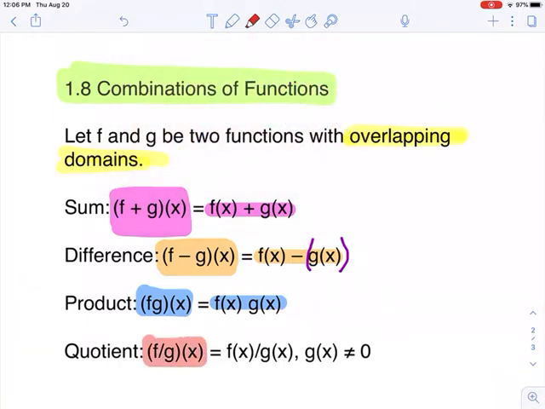And then last, we have f divided by g of x, where we're just taking the two functions and dividing them, which really is going to be making them into a fraction, okay? The biggest thing, though, is that we don't want our denominator to ever be 0. So if there is a time where our denominator is 0, we will have to omit that from its domain.